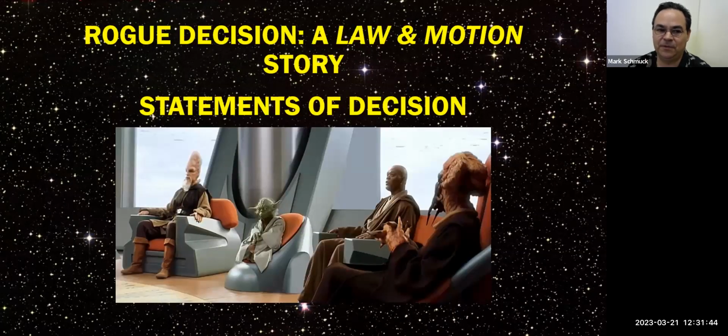Those of you that are familiar with the Star Wars universe, we've had a couple of one-off movies that aren't in the episodes. This one we're going to be calling Rogue Decision, a law and motion story. We're going to talk about statements of decision. I know this is a left turn for all of you. Again, motions in limine, I thought I could fill in more, but I couldn't.